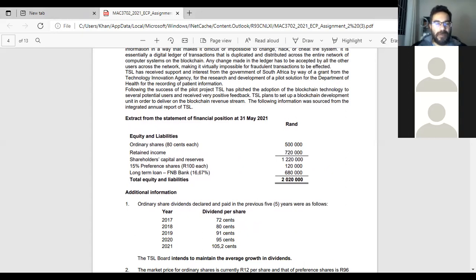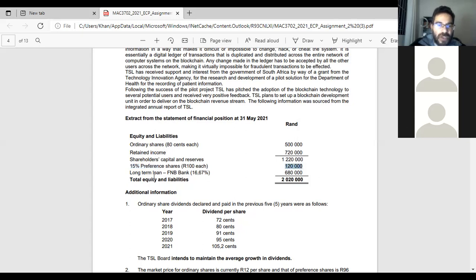Here they're giving you equity and liabilities. When you see that, it could either be a WAC question or source of finance question or both. Here they have equity and liabilities. We have ordinary shares, at 80 cents each. They're telling you it's 80 cents each, and we know the total amount, so you'll be able to work out how many shares are in issue. Then we have retained income, and this gives us shareholders' capital. Then we have preference shares, which is 100 Rand each. So that will tell you how many shares are in issue.